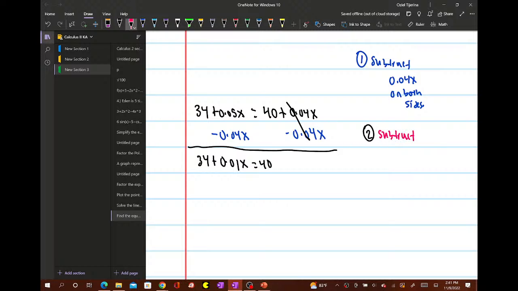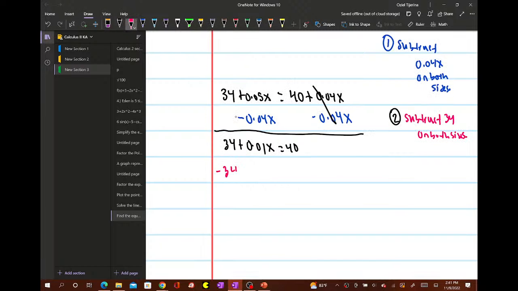So now, number two, we're going to subtract 34 on both sides. So minus 34 on both sides, right? And then this cancels out. 0.01x equals, it's going to be 6.